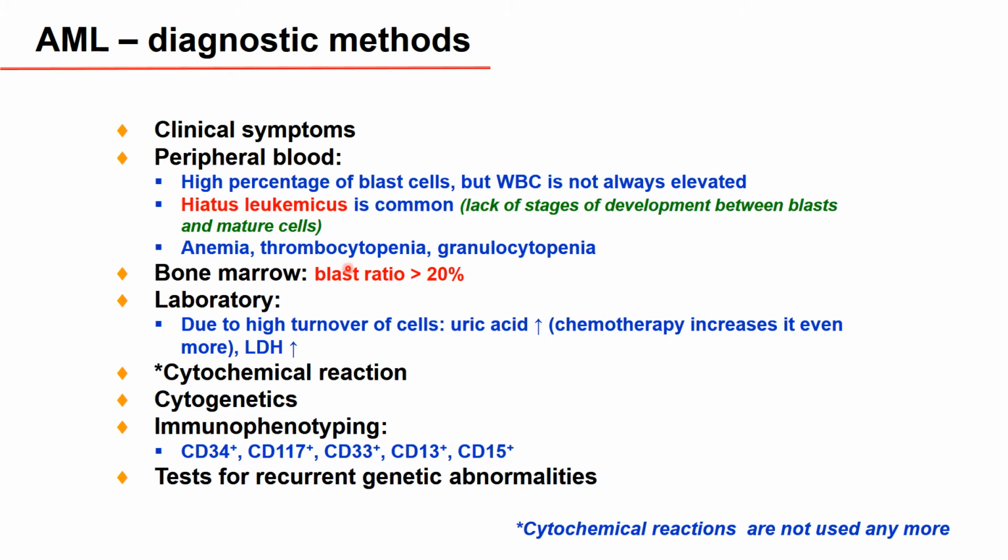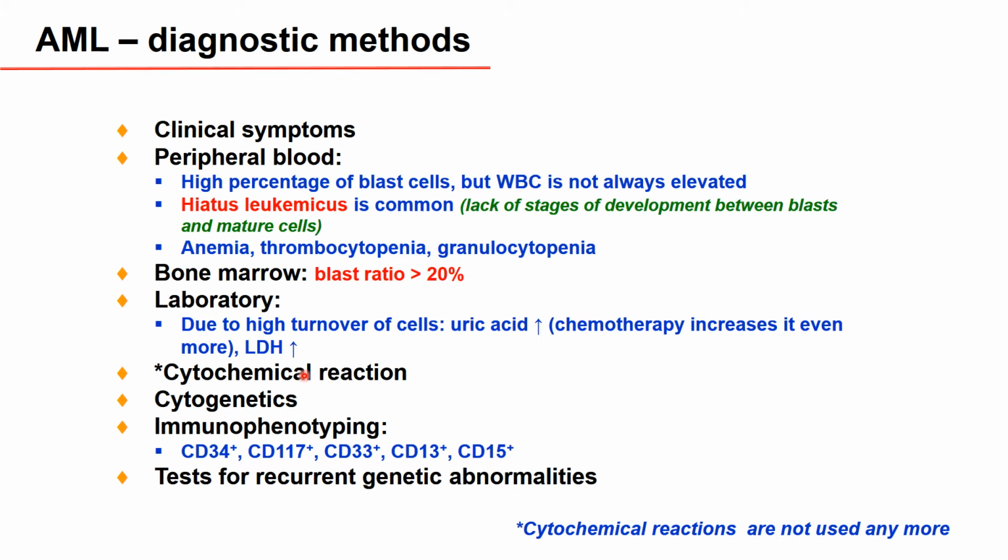Hiatus leukemicus means that we have an unmaturated cell clone in the periphery that's coming from the altered clone, so the blast cells, and we have the fully maturated cells coming out from the normal cells from the bone marrow. But we don't see anything between these two, because only the normally maturating cells can reach the periphery, and only the blast cells can reach the periphery.